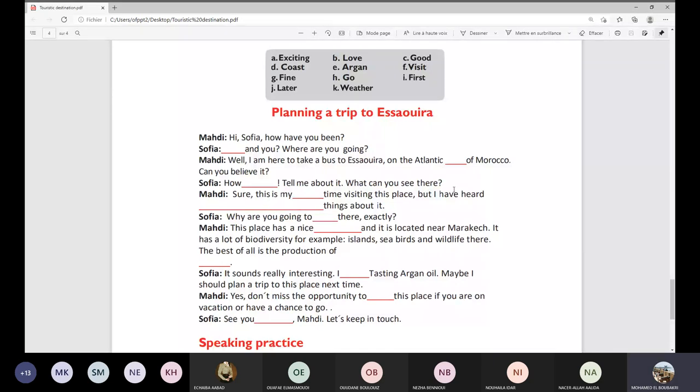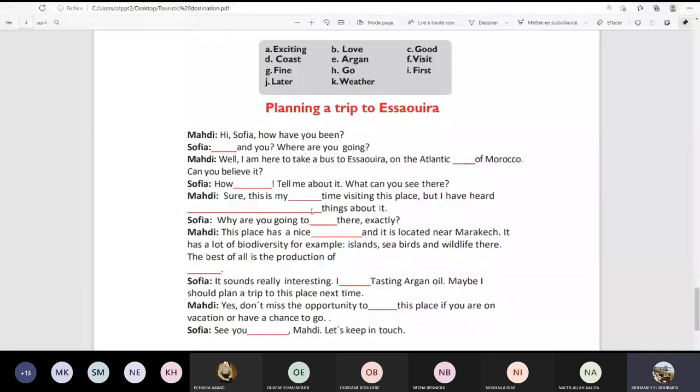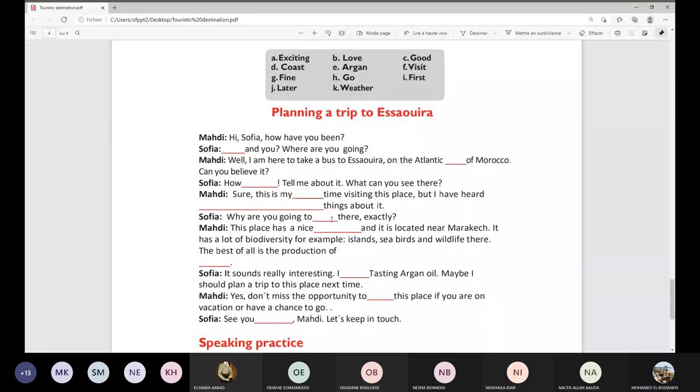But I have heard good things about it. Good things about it. That's fine. So I have heard good things. Good things about it. Next. Why are you going to go there exactly? That's correct. Why are you going to go there exactly?